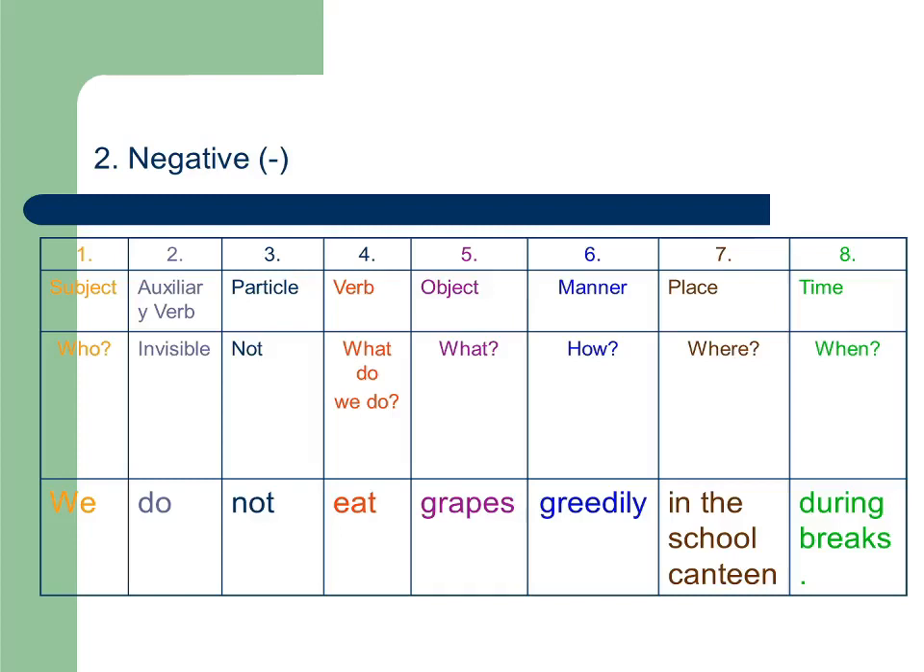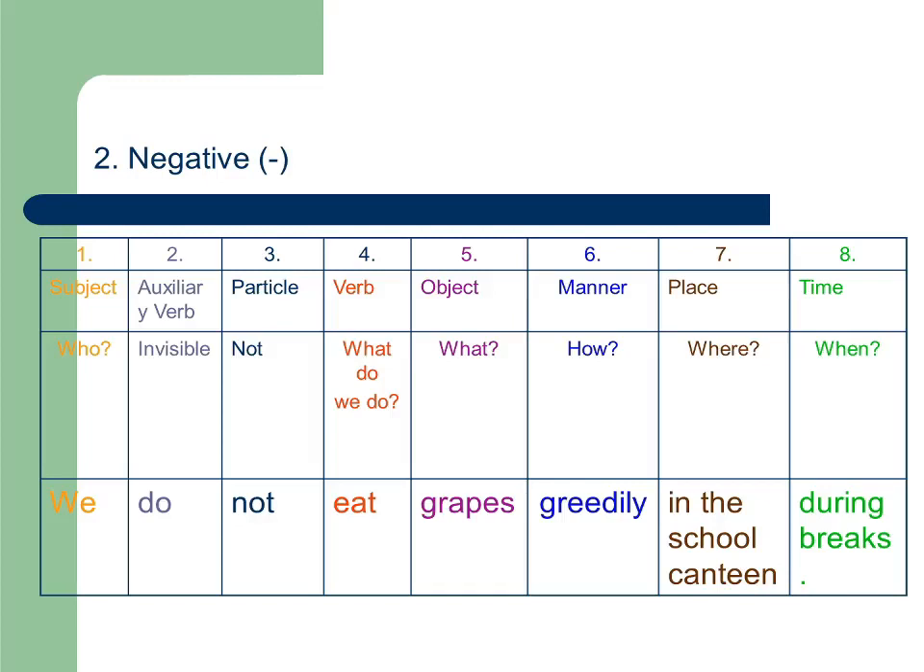So again, in a negative sentence: we do not eat grapes greedily in the school canteen. Now, almost all complete this sentence. Subject is there, auxiliary verb do is there, particle not, the verb eat, object grapes, manner greedily, place in the school canteen, time during the breaks.